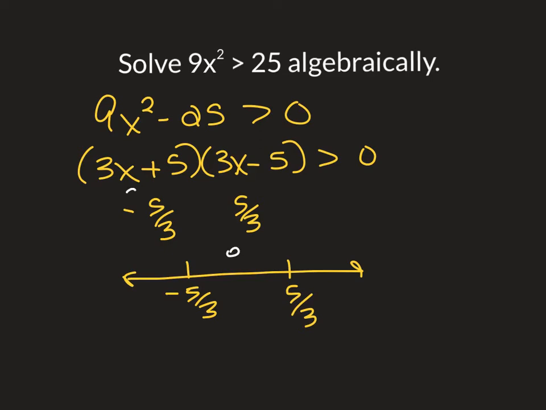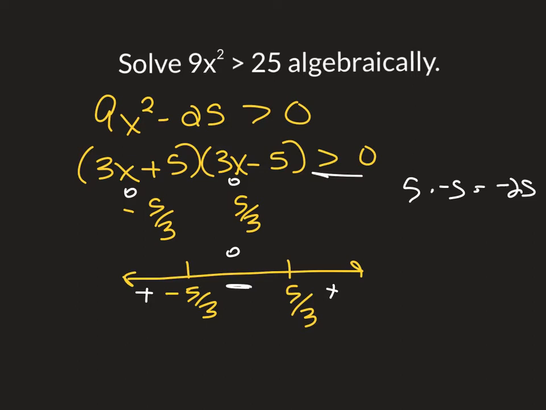If I put 0 for x in both factors, it gives me 5 times negative 5, which is negative 25, which is negative. So everything in between is negative. And what I said on the last slide is the signs always alternate. So instead of plugging in everything everywhere, I'm just going to make it alternate: plus, minus, plus.